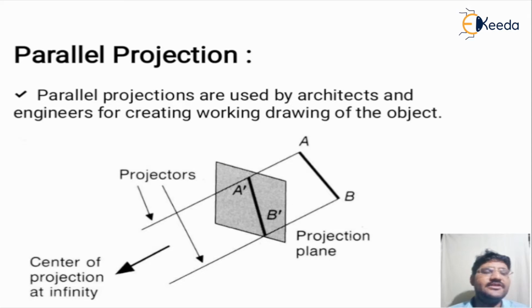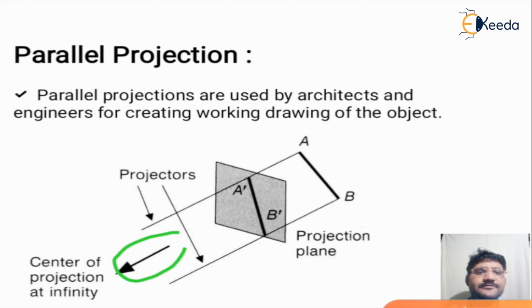This line is the same as AB and of the same size. In parallel projection, the center of projection or projection lines meet at infinity.